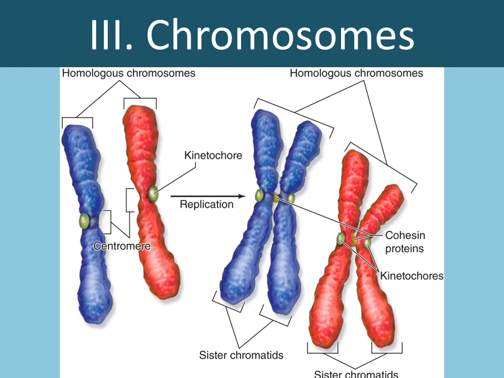This diagram represents a pair of homologous chromosomes before and after S phase, or replication. Before S phase, you can see the homologous chromosomes exist as a single strand each. After replication, the chromosomes have duplicated and now exist as a pair of sister chromatids. They remain connected to each other at a constricted central region known as the centromere. The centromere can be seen here on the blue chromosome and here on the red chromosome.